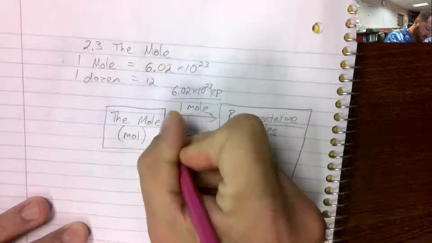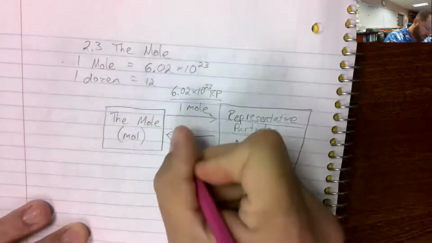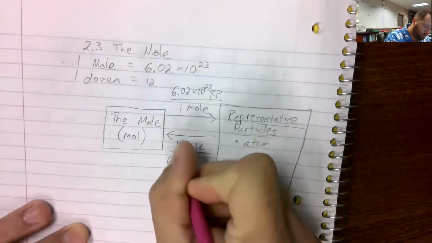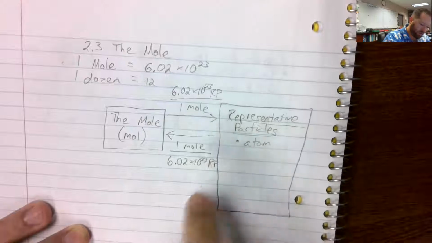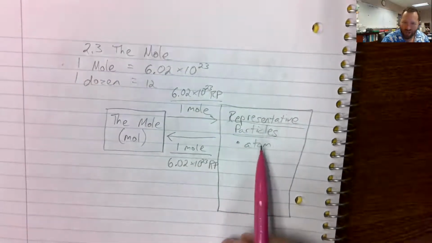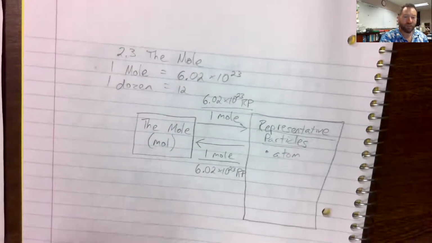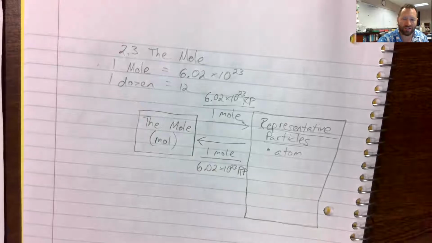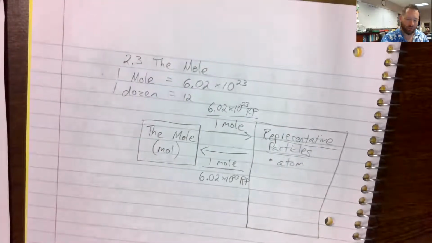Let's say you have a number of particles and you want to get back to the mole. It's going to be reverse. 1 mole over 6.02 times 10 to the 23rd RP. And we're just using RP right now. Representative particles could be atoms, could be, we'll talk about other ones later. So that gets us into and out of the mole. A lot like a dozen does. If you have 48 eggs, how many dozen eggs do you have?